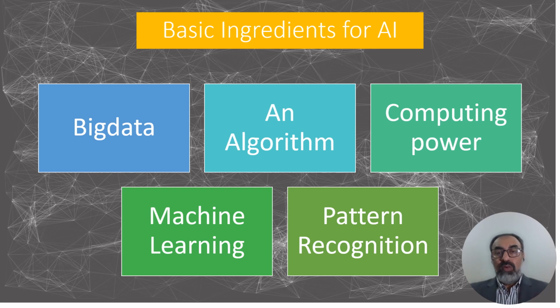Let me share with you the basic ingredients for artificial intelligence. We should have big data and an algorithm, and we need high computing power to process this big data, and machine learning algorithms should be there. Once we implement all these ingredients, we could extract patterns, and these patterns will assist us in doing predictive analysis, or predictive analytics.